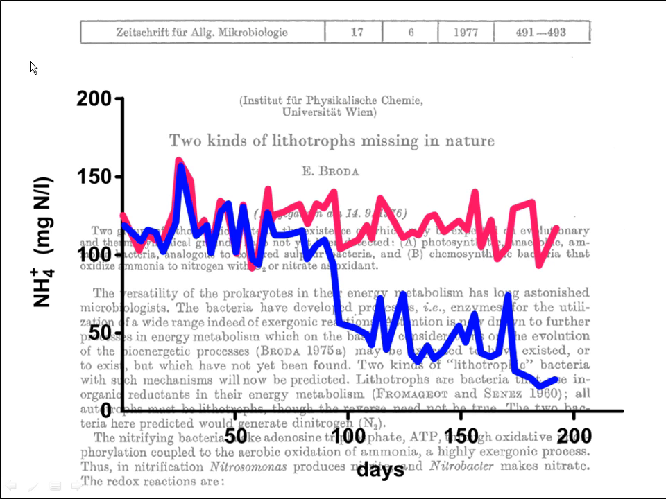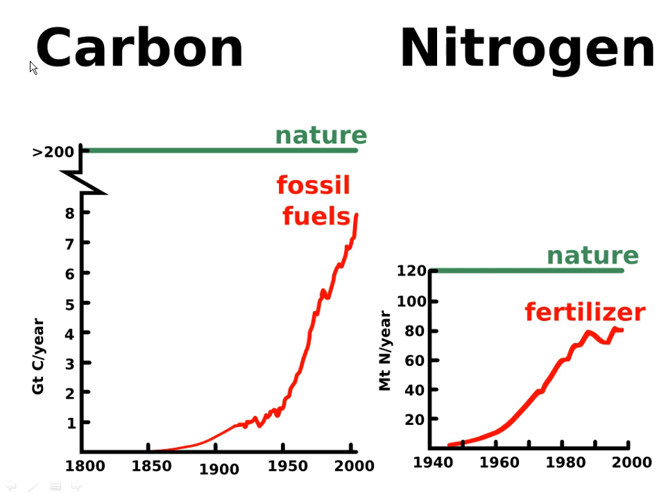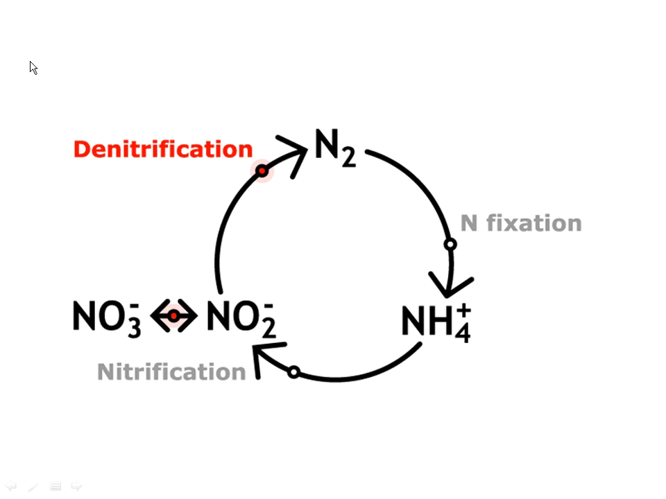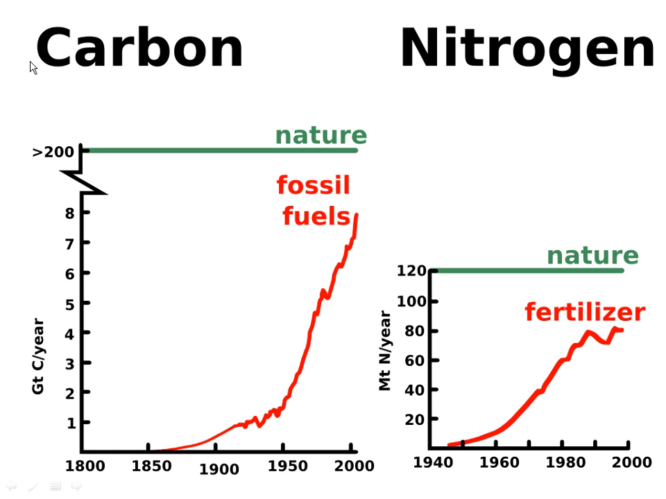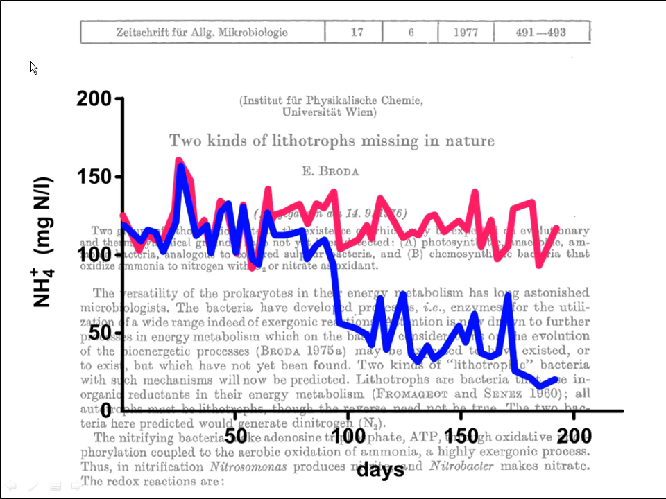And he knew his literature, so there was this prediction by Engelbert Broda from the 1970s, says, well, actually, even though according to our beliefs, ammonia needs to be nitrified, we need oxygen for that. Actually, it should be very well possible to do that with nitrites or nitrates.